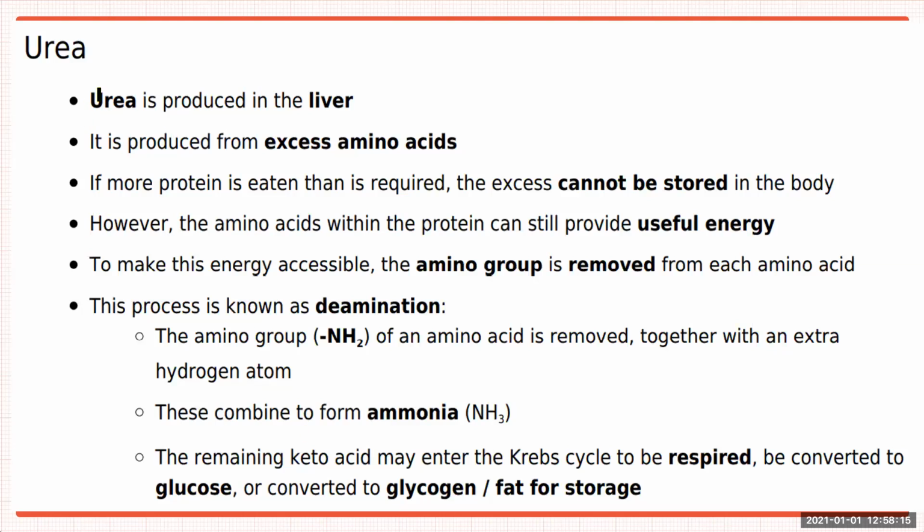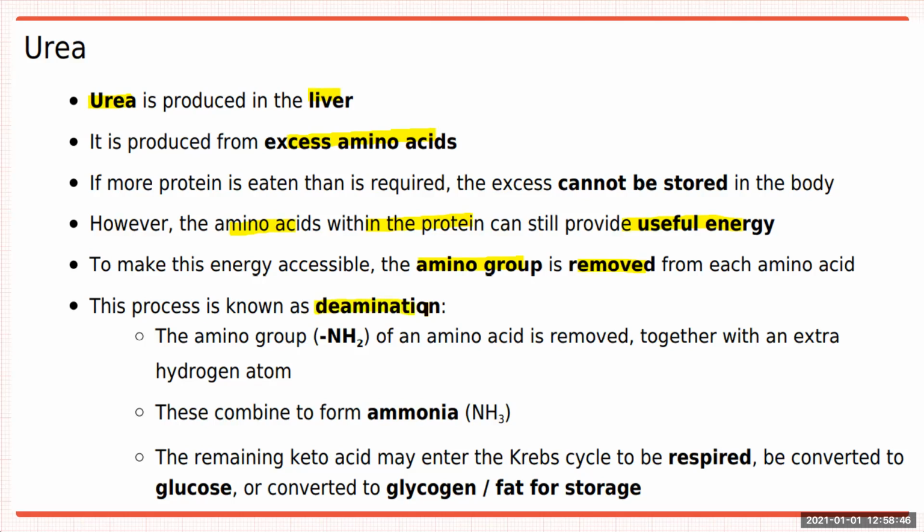However, urea is produced in the liver, and it is produced from excess amino acids. Like you've eaten a lot of protein, but definitely all of it cannot be stored in the body. So the body can still use the amino acids within those proteins as a source of energy, right? To make this energy accessible, an amino group is removed from each amino acid along with one extra hydrogen. These two combine to form ammonia, right? The process is known as deamination.